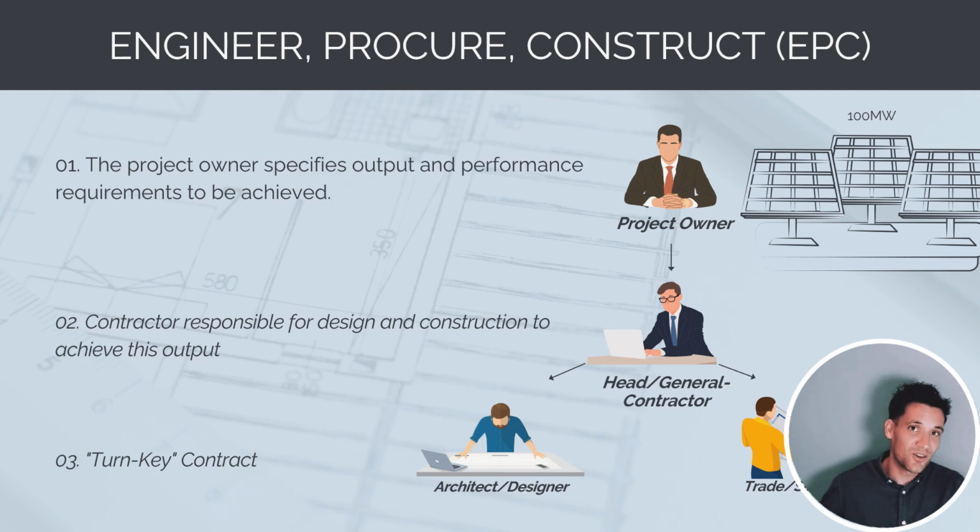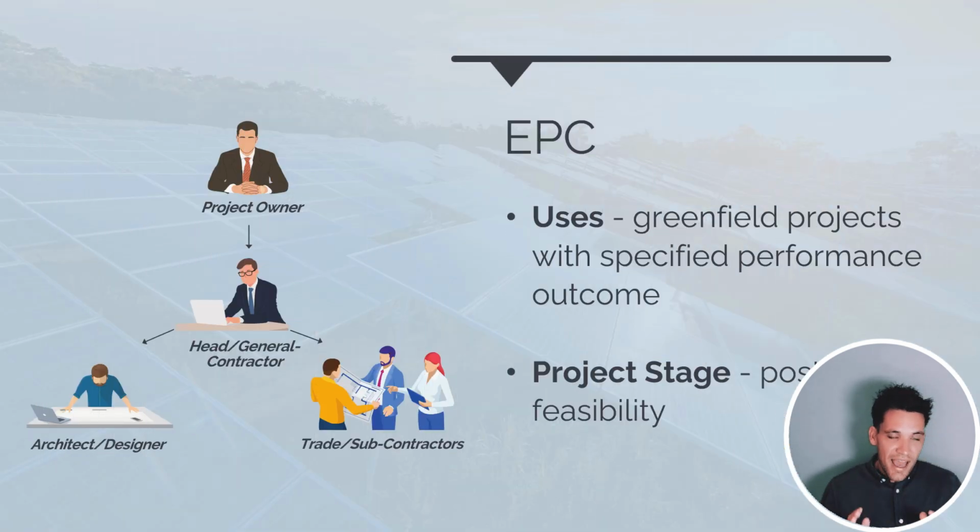So they're also taking on additional operations risk. So you see EPC projects a lot in process infrastructure, renewable energy, utility type projects. They're greenfield projects with specific performance requirements. So they're generally completely new projects where there's some sort of easy to measure performance guarantee like electricity produced. They're awarded post the feasibility stage.